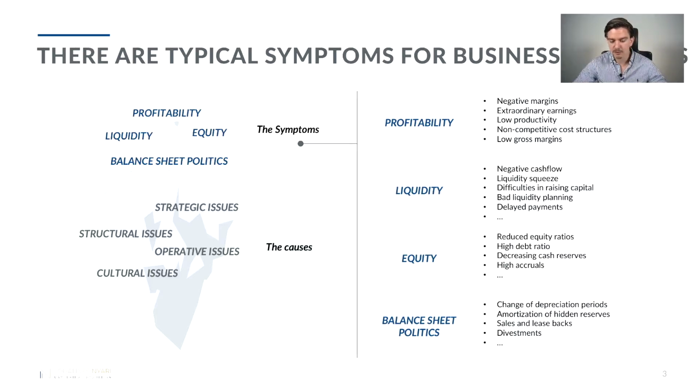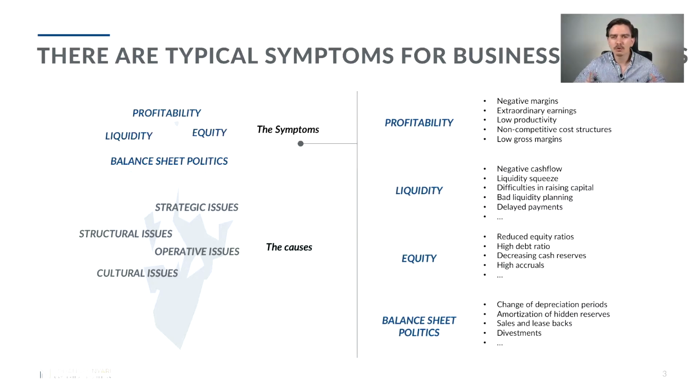So this might be a first sign of potential problems. Maybe they have a high debt ratio. It's pretty much the same. They have decreasing cash reserves. This goes hand in hand with the liquidity topic we just talked about. Maybe they also have high accruals. Okay, so this could also be a problem. So those are symptoms that you see in the balance sheet in terms of equity.